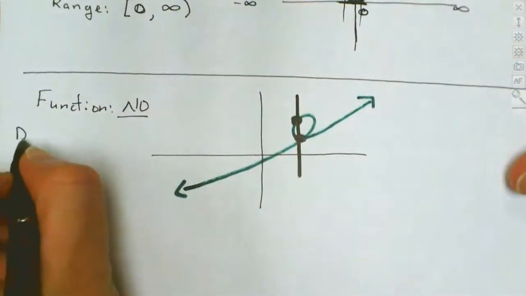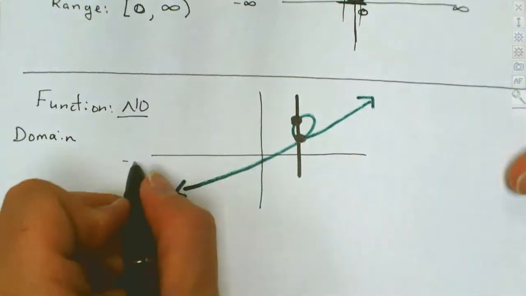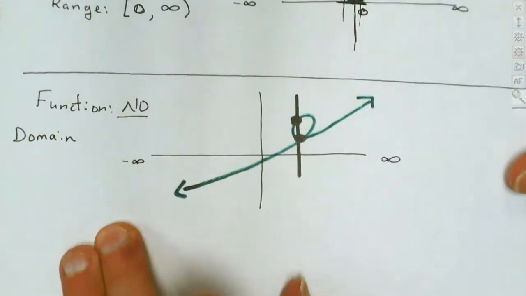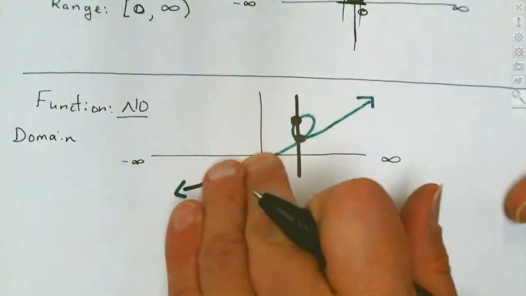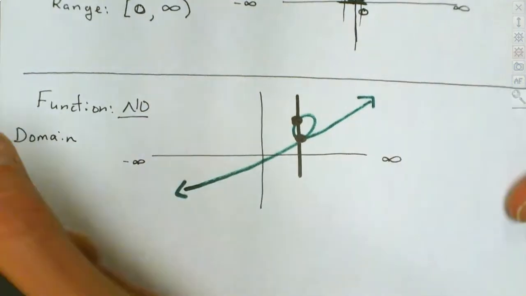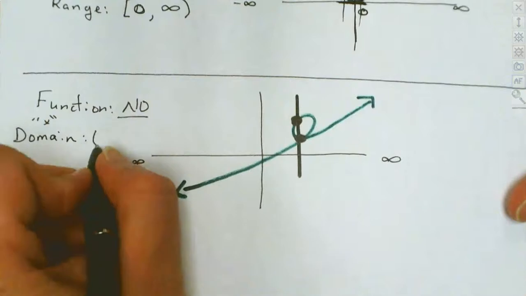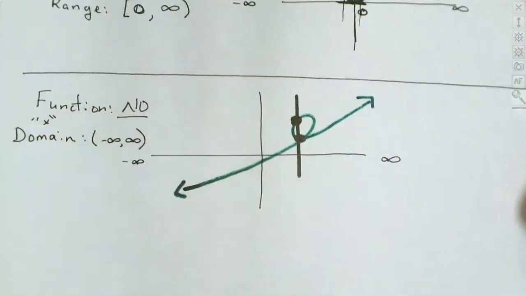What about the domain? The domain is the x values. And look here, okay, it starts clear down here. So clear down here on the left, following it up, and it goes to the right. So it goes to the left, and it goes to the right. So my domain would be negative to positive infinity.